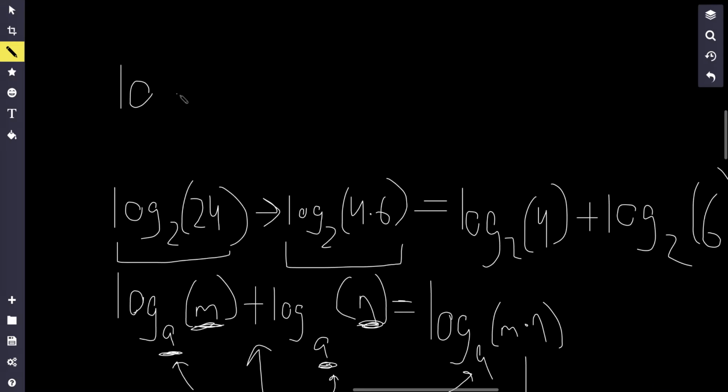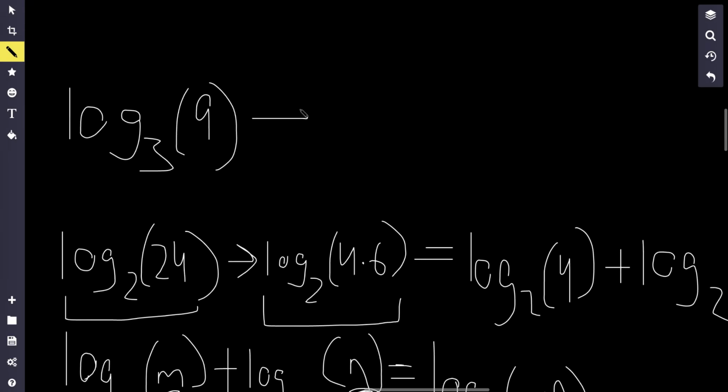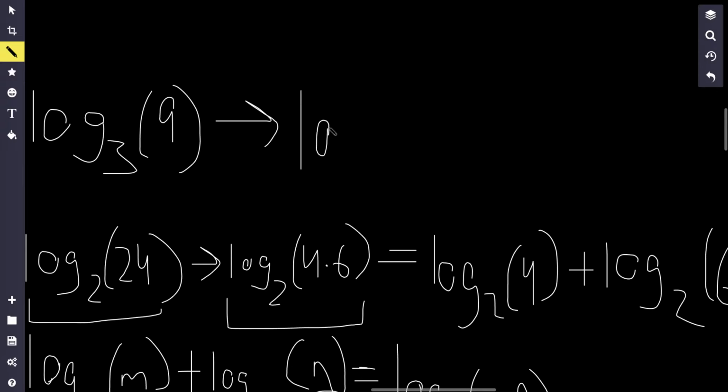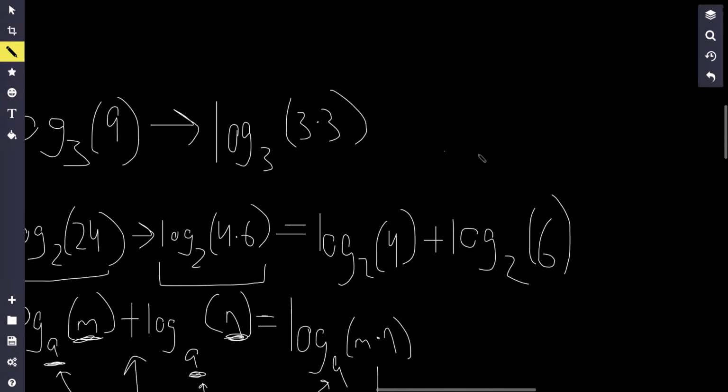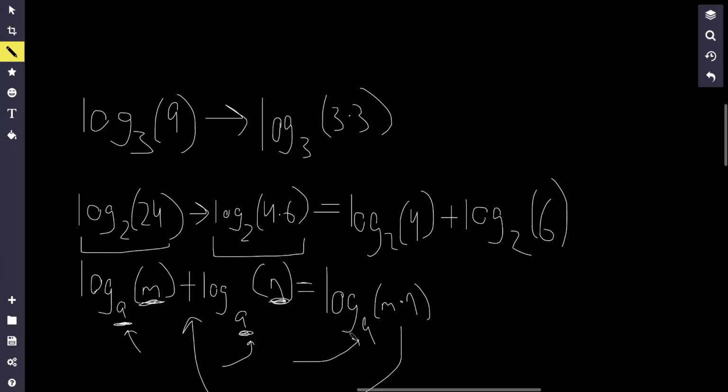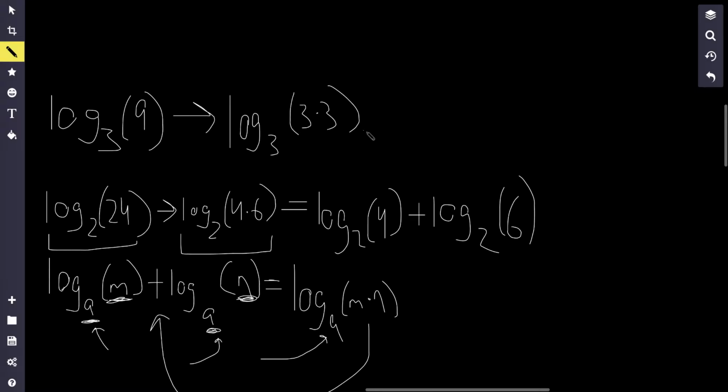So let's say we have log base 3 of 9. Well, we know that 9 is equal to 3 times 3. Log base 3 of 3 times 3. And now you notice how we are in the form of log base a of m times n. So this is just going to be equal to log base 3 of 3 plus log base 3 of 3.